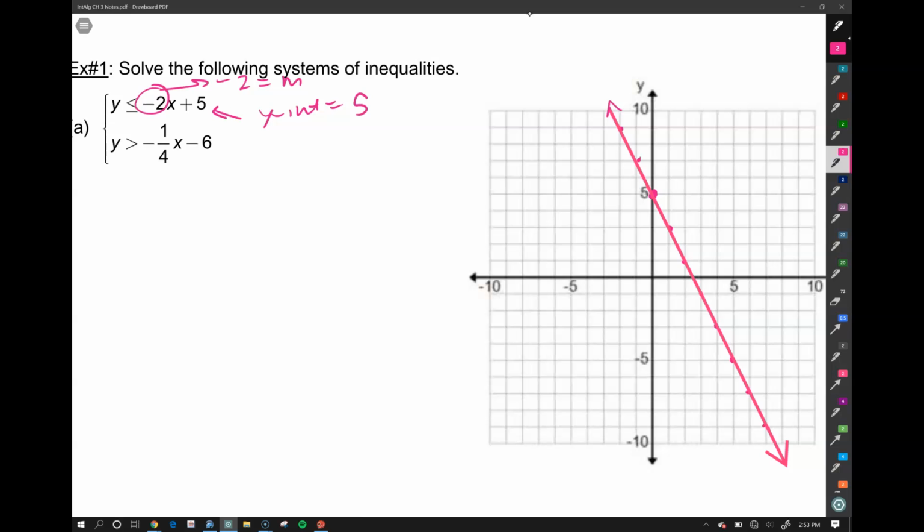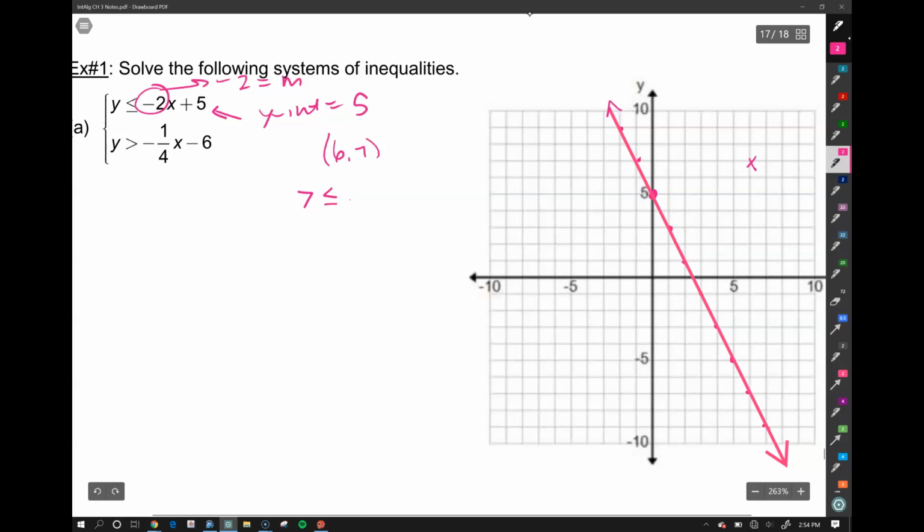Alright, so we got to figure out which side to shade. So Caitlin, which side do I shade? Do you want to pick a point for us? Any point. 6, 7, so that's right here. So I'm going to plug in 6, 7.